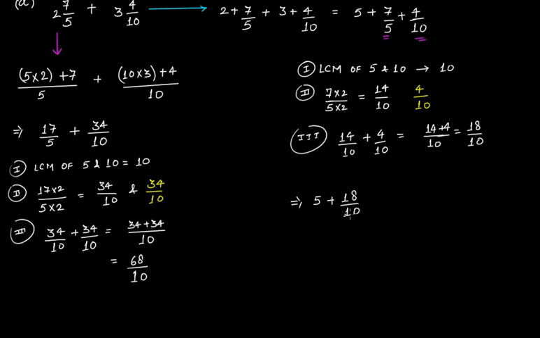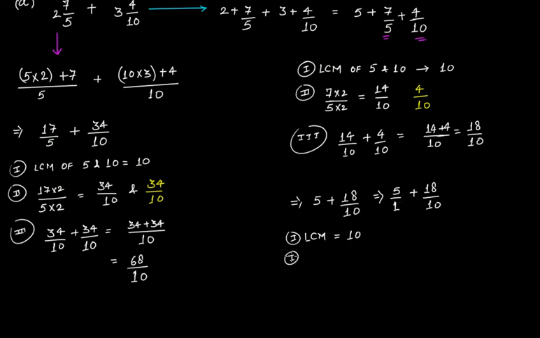Now in solving this, we can think of it as 5 over 1, right? Any number A can be written as A over 1, right? So this number can be written as 5 over 1. 5 over 1 plus 18 over 10. Again the same thing. If we try to find the LCM of 1 and 10, then that will be 10 only, right? Because 1 is a factor of 10, therefore LCM is also 10.